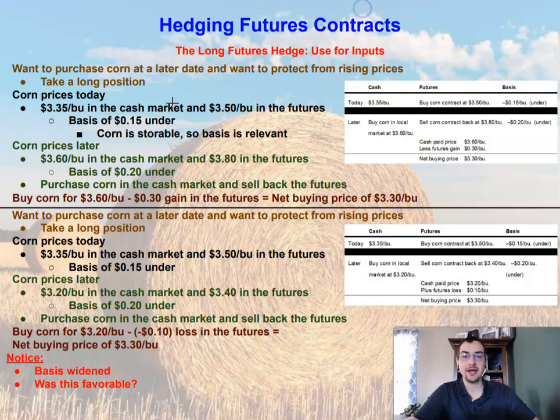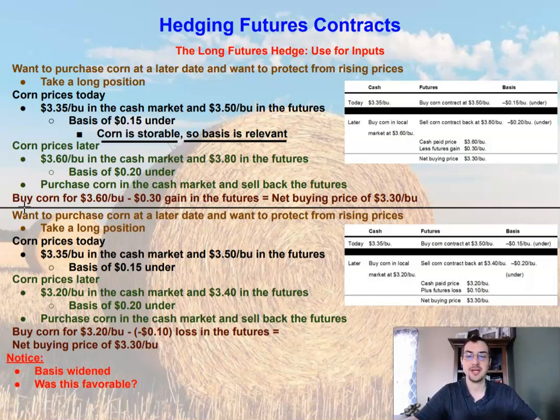Now, whenever we dealt with livestock, we didn't give you the basis or the original cash price. Why not? Because cattle were still growing. You couldn't sell them right then, and they are a perishable good. They must be sold whenever they're ready. They can't really be stored, whereas corn is storable. So the basis is relevant. We could buy it today and store that corn, or we could buy it at a later date and use it whenever we buy it. Either way, the cash price today is relevant because that corn is storable.